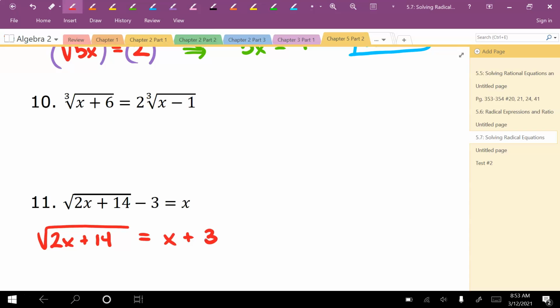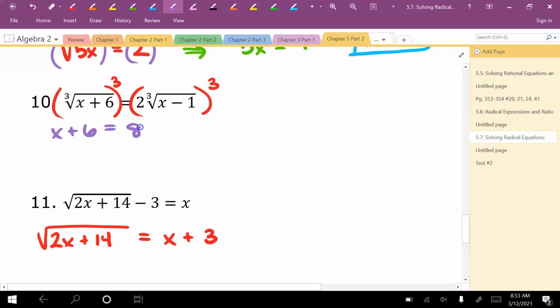So for number 10, what power should we be raising both sides to? Good, 3. So on the left side, just the x plus 6 should come down. On the right side, you have to do 2 to the third power, and then you have that x minus 1. What is 2 to the third power? 8. Good, 8. And then that's going to be times your quantity x minus 1. Okay, and then we're going to distribute on the right side. So we have x plus 6 equals 8x minus 8.